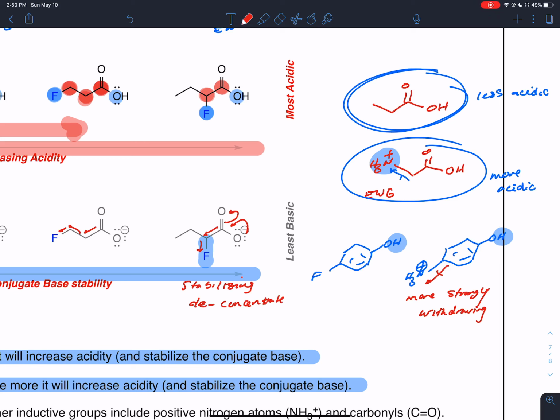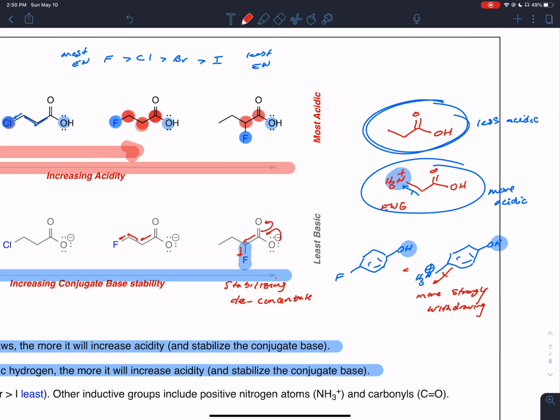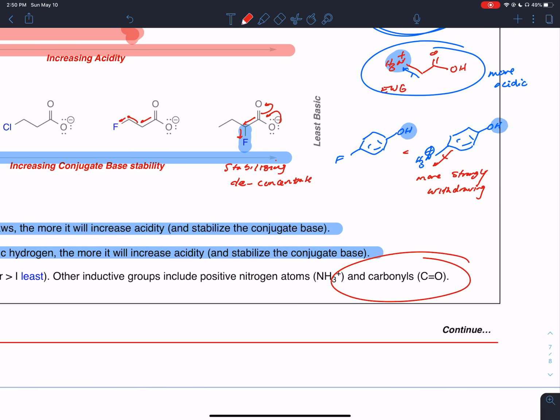So we have fluorine being electronegative, yes, but this NH3 plus group is very withdrawing. A positively charged atom has a deficiency around it, right? So what does it do? It yanks on nearby electron clouds, pulling electron density closer to it. Okay, another more nuanced example. You'll also note down here I said that carbonyls are inductive. Let's look at an example of that.